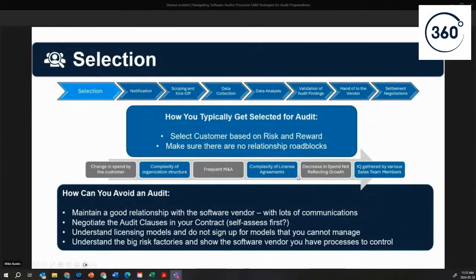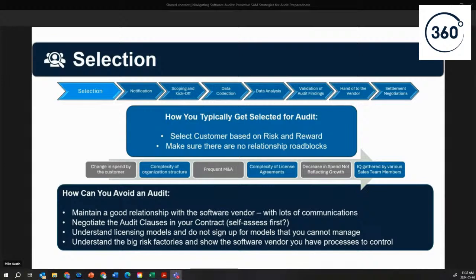Okay, so let's talk about selection, because people are always like, how do I get selected, right? The big things are kind of the things that you would think of. Merger and acquisition. Usually if you did an M&A, expect to get one or two audit letters dropped to you within the first 12 to 18 months.